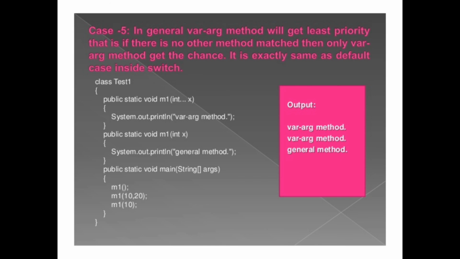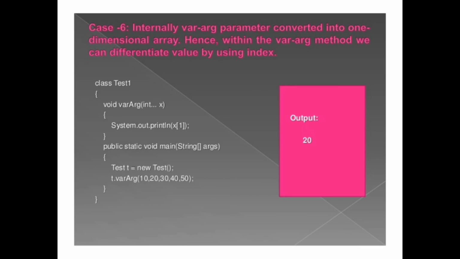In case 5, in general a variable argument method gets the lowest priority, that is, if there is no other method matched, then only the variable argument method gets the chance. It is exactly the same as the default case inside a switch case. In case 6, internally the variable argument parameter is converted into a one-dimensional array, hence within the variable argument method we can differentiate values by using the index.